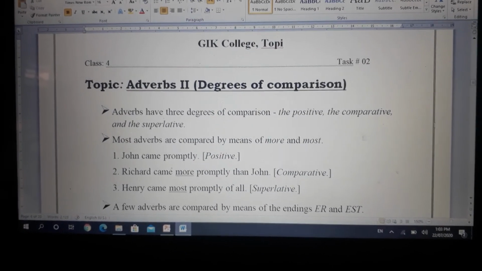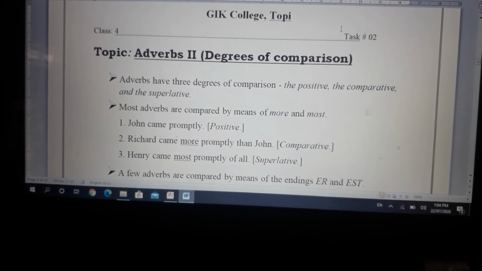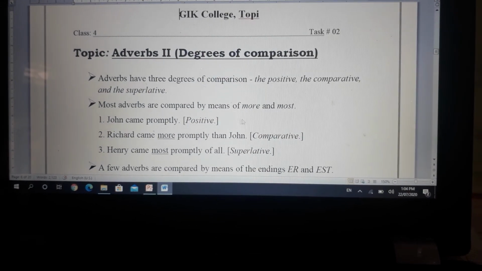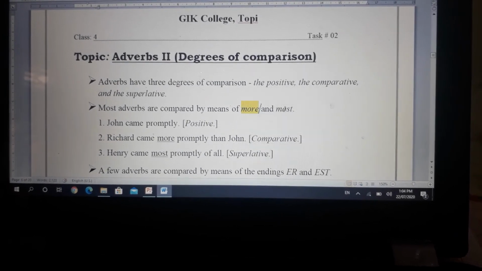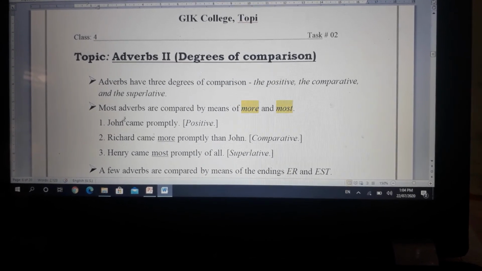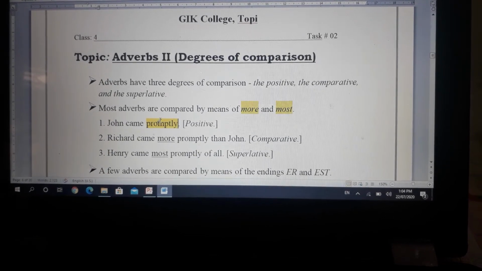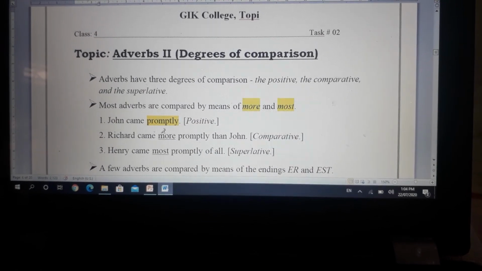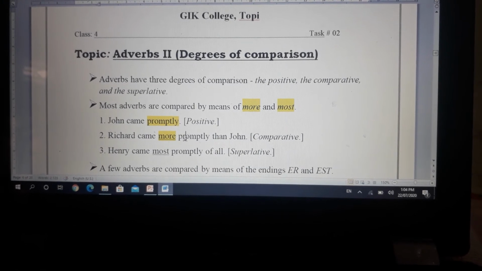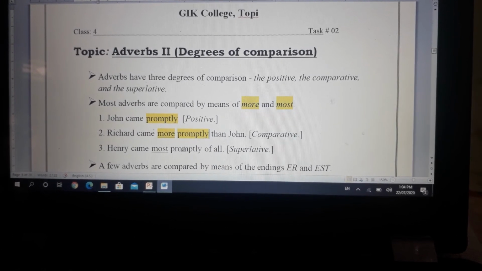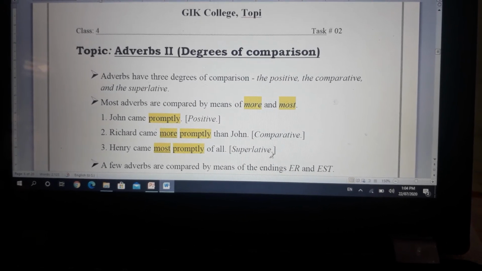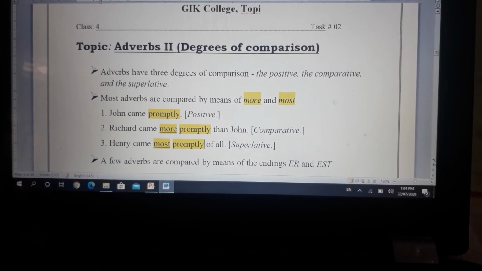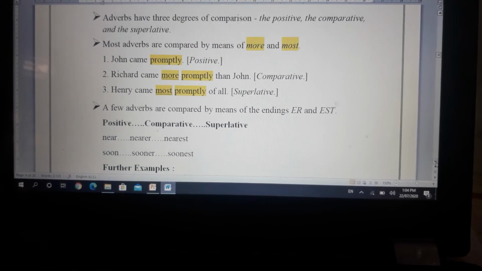Adverbs have 3 degrees of comparison: the positive, the comparative, and the superlative. See, most adverbs are compared by means of more and most, like John came promptly. This is the positive. Richard came more promptly than John. Henry came most promptly of all. So these are positive, comparative, and superlative degree. Okay.